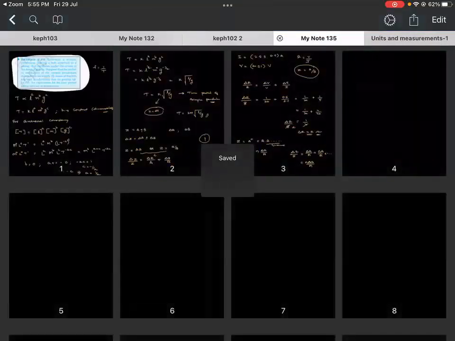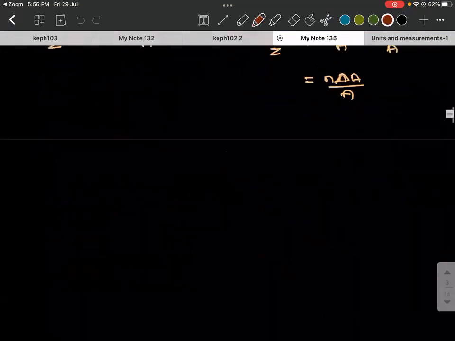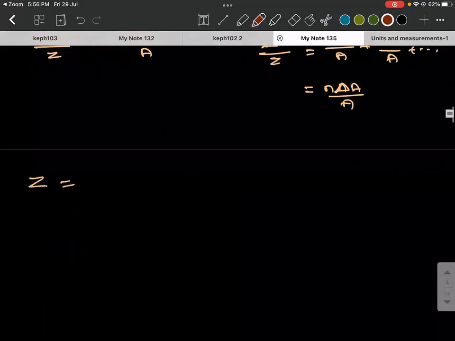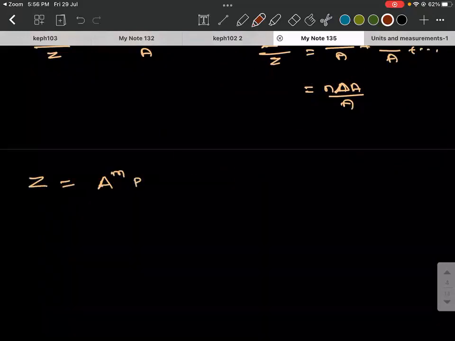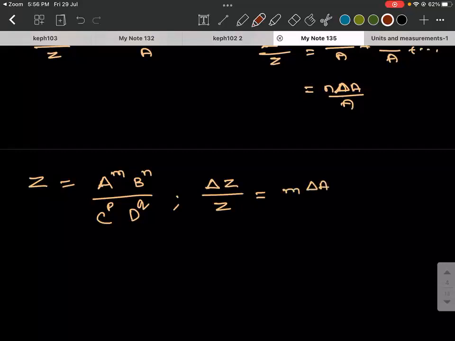Shall we proceed? Suppose I have Z is equal to A power M into B power N divided by C power P into D power Q. Suppose something like this. Then what is delta Z by Z? These are all the possible questions you will get. Delta Z by Z is m into delta A by A plus n into delta B by B plus P into delta C by C plus Q into delta D by D.